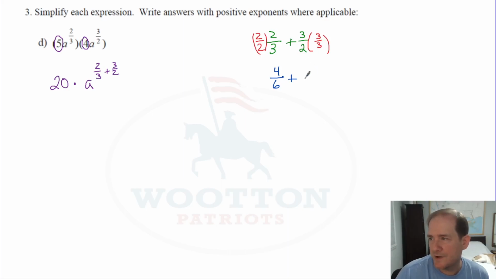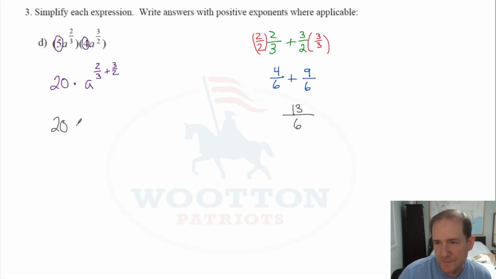And then here, do it again. You get a denominator of 6 and a numerator of 9, and 9/6 is the same as 3/2, so we know we're good here. Then to add fractions, of course, you keep the same denominator of 6, and you only add the numerators to get 13. So I'm getting 13/6 for this. And then we're done. There's nothing more to do from there. So we get 20 as a coefficient on the exponential a to the 13/6. And that answer is fine.